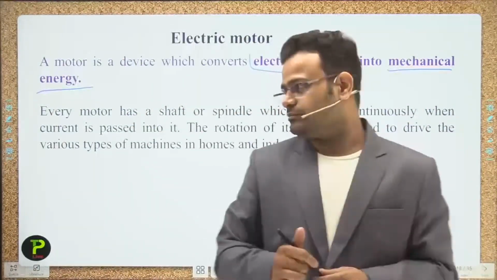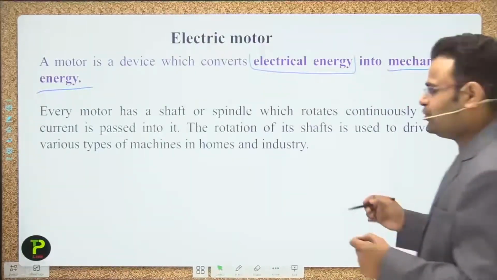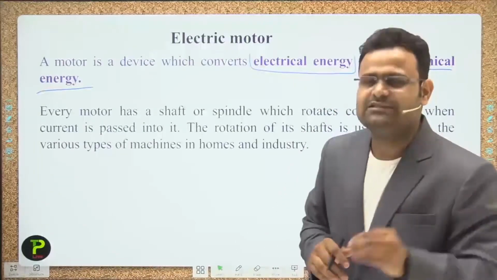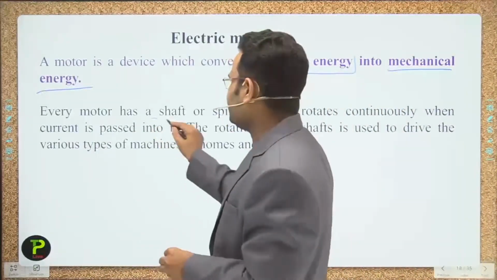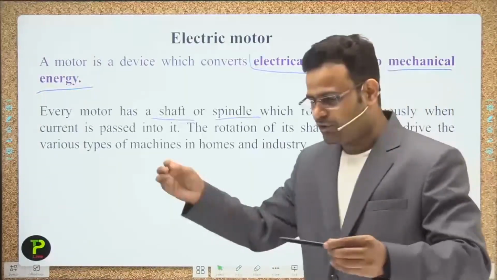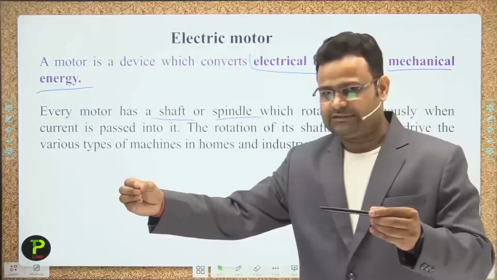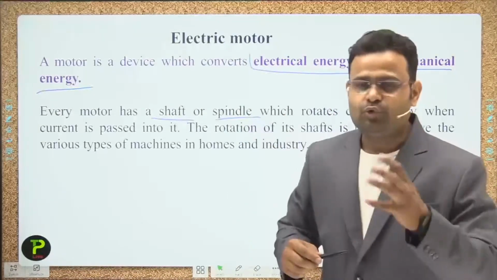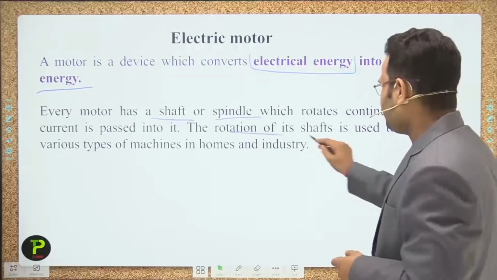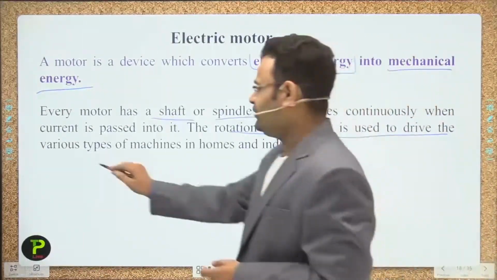Now, the circuit diagram and the construction are almost the same. There are some differences also available. An electric motor has a shaft and a spindle. If you see the motors at home, a rod comes out from the side, just like in a cooler fan. Now, the rotation of its shaft is used to drive various types of machines.